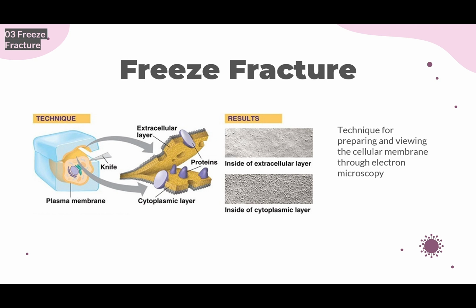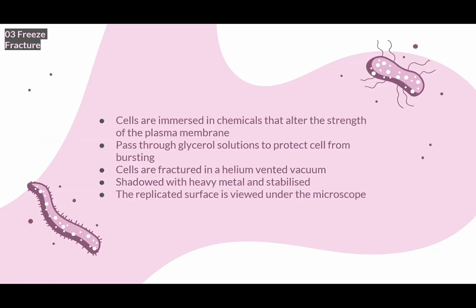Lastly, we come to freeze fracture, which is sometimes also called freeze etching, and it's a technique for preparing and viewing cellular membranes with the help of electron microscopy. It's basically freezing a cell and fracturing it, as the name suggests, to make the inner surface of the membrane visible through the electron microscope, as you can see in the picture on the side. The technique separates the membrane into the extracellular layer and the cytoplasmic layer. And the technique is as follows.